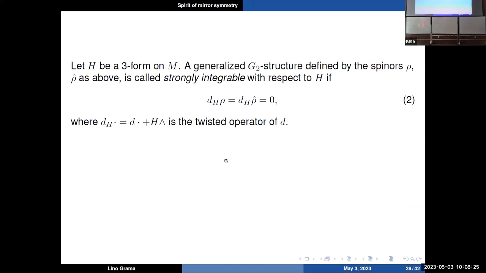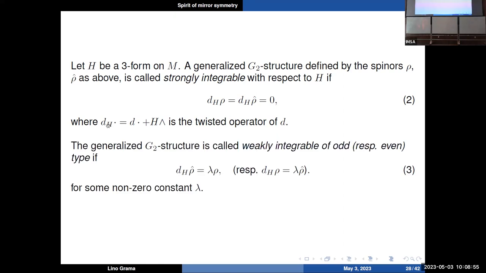And as an analogy of the G2 structure, we can define and put some names on the generalized G2 structure. We call the generalized G2 structure strongly integrable with respect to H if they both are closed under d_H, where this is the twisted operator. And the generalized G2 structure is weakly integrable of odd or even type if the twisted differential of the hatted spinor is a multiple of the other one, respectively.